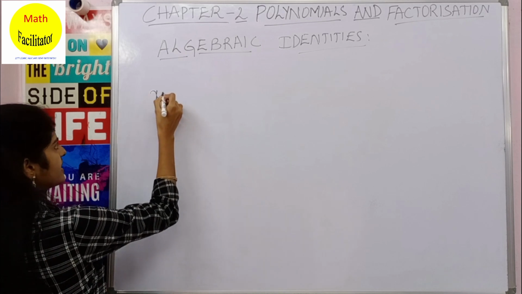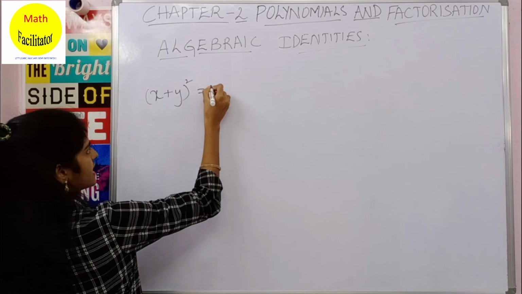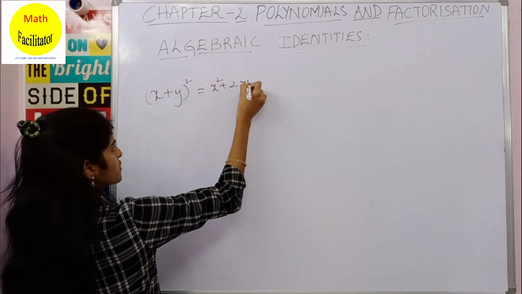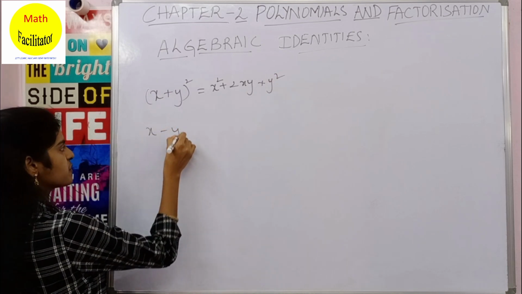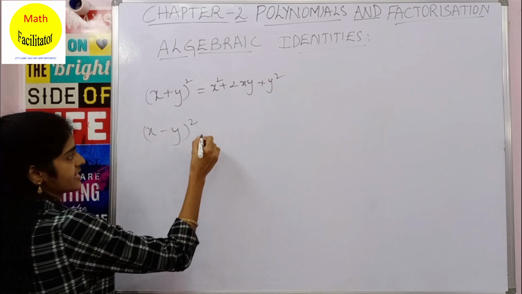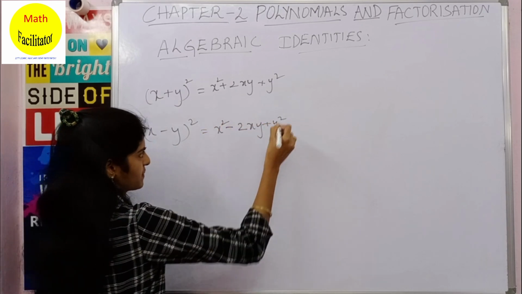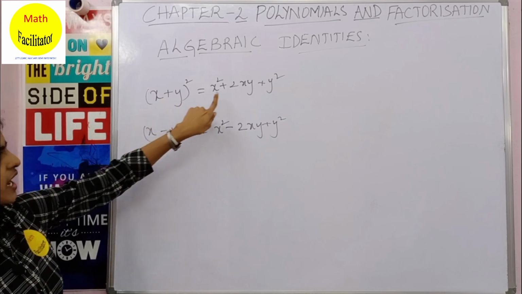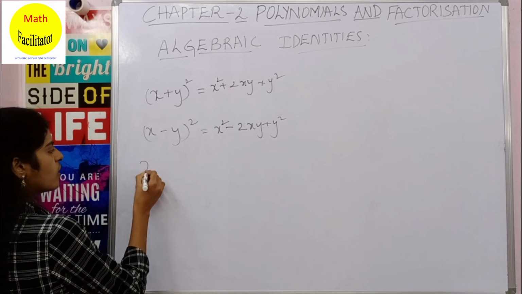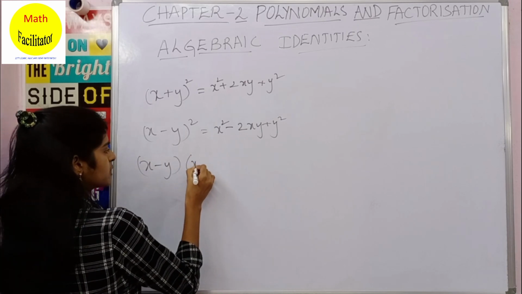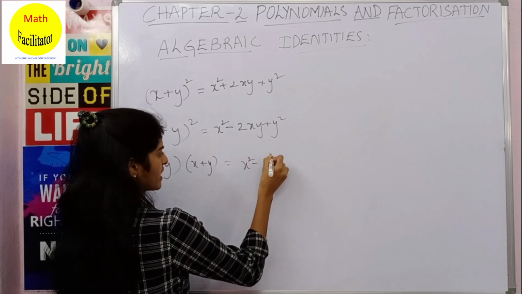So it is nothing but (x plus y) whole square. Now what is (x plus y) whole square? It is nothing but x square plus 2xy plus y square. Now what is (x minus y) whole square? It is nothing but x square minus 2xy plus y square. So for x plus y you have plus 2xy and for x minus y you have minus 2xy. Clear? Now what is (x minus y) into (x plus y)? It is nothing but x square minus y square.